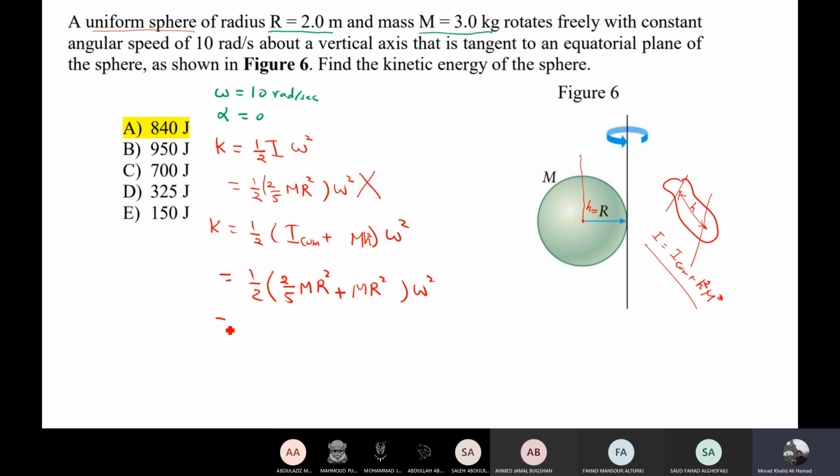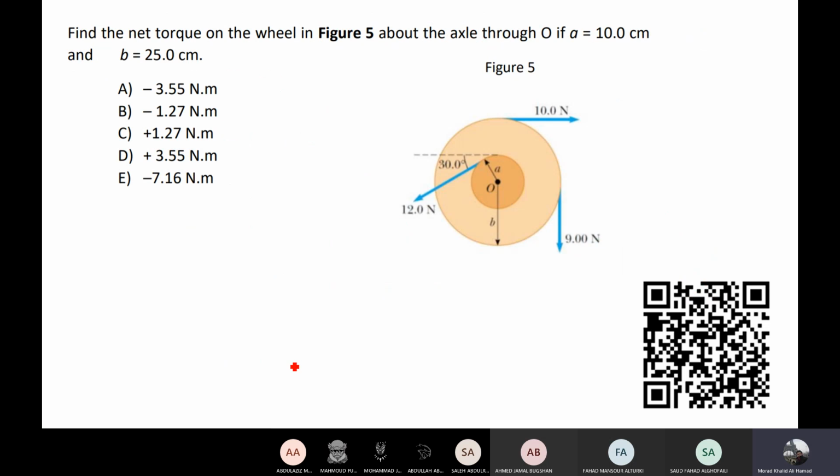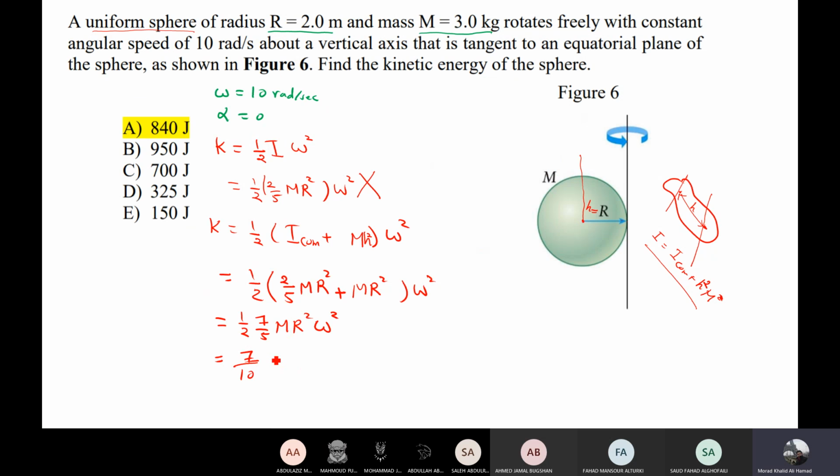Okay, let's substitute. It is 1/2 and 2/5. This is 5/5, so it will be 7/5 m r squared omega squared. Right? Or we can write it as 7/10. Instead of m, it is 3, so we have 3 times. Instead of r squared, we have 2 squared, which is given. And instead of omega squared, we have 10 squared. If you calculate this one, how much is it?